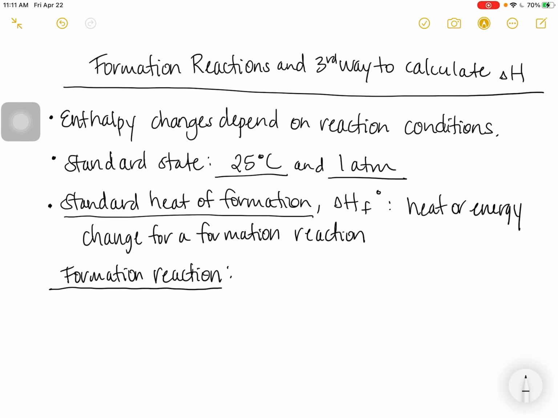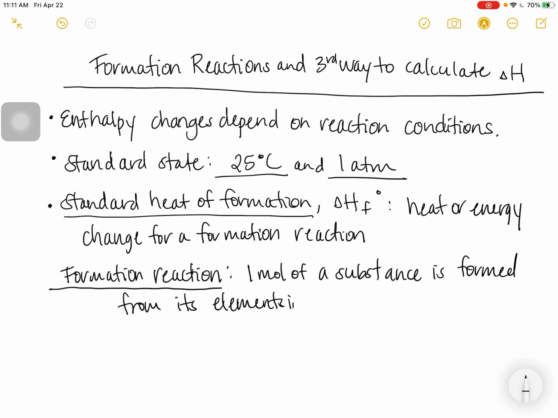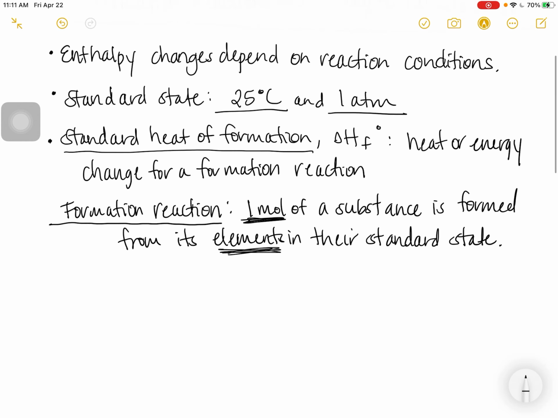Okay, so a formation reaction is a specific reaction that is specific to the study of thermochem. And formation reactions occur when 1 mole of a substance is formed from its elements in their standard state. Two keywords being the 1 mole and elements.